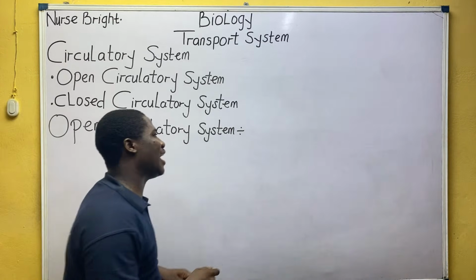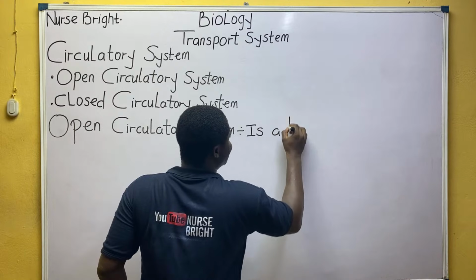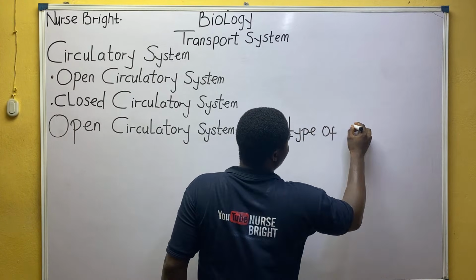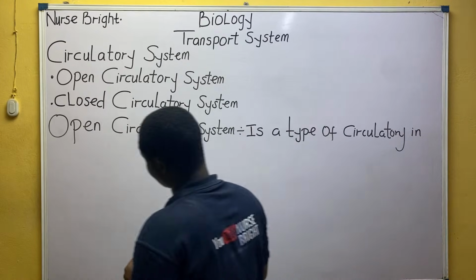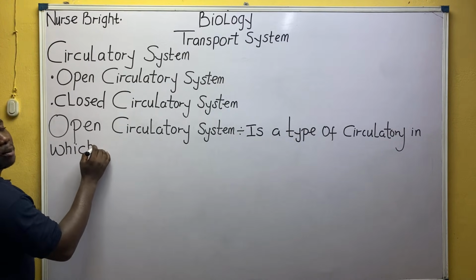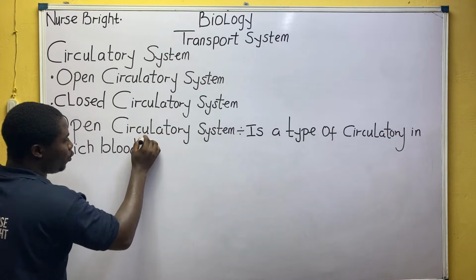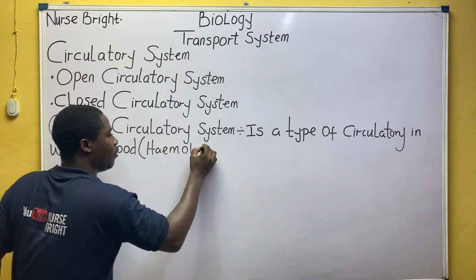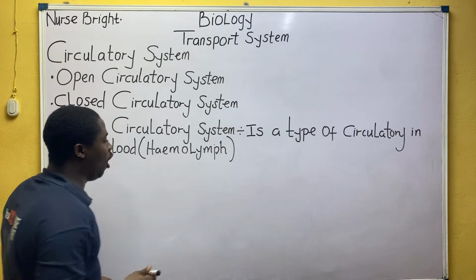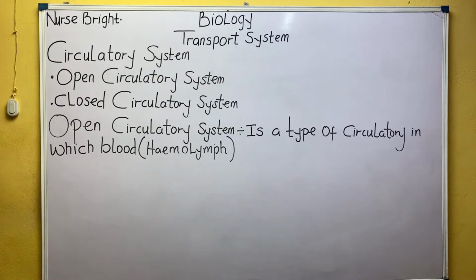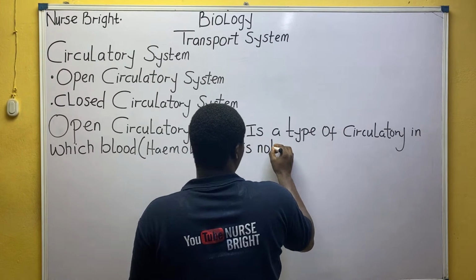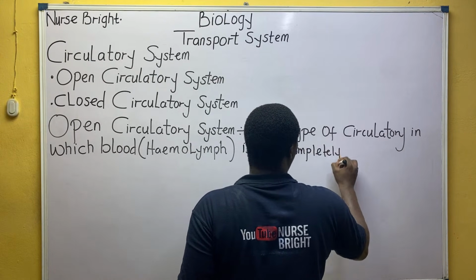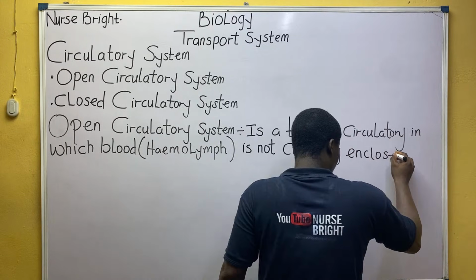Open circulatory system is a type of circulatory system in which blood, this blood, we call them hemolymph. What did I say? Hemolymph. It's blood, but we don't really call them blood. They are specifically called hemolymph. So it's a kind of circulatory system in which blood called hemolymph is not completely enclosed within blood vessels.